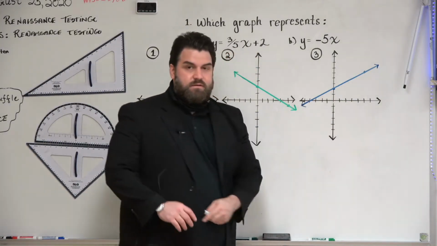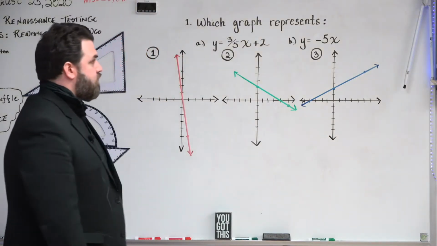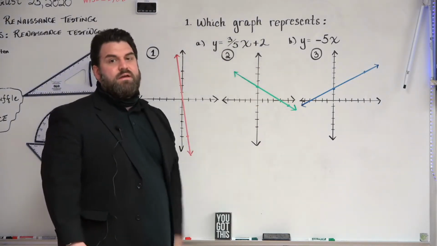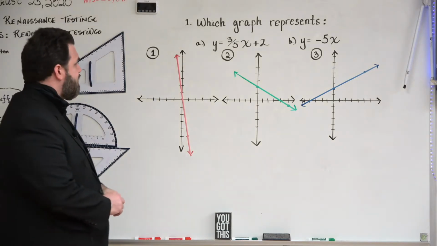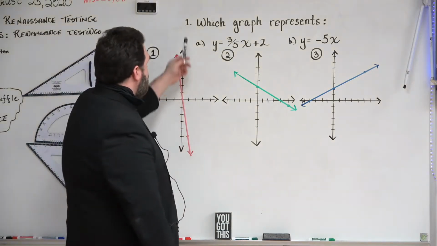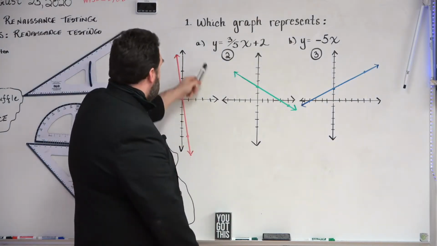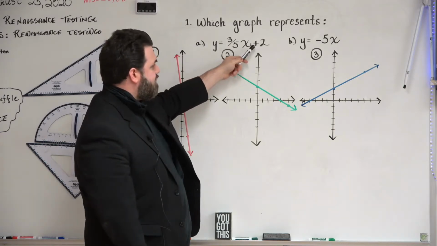Let's take a look at these two problems here. It's really one problem, but I've got it where you're going to identify two different graphs. Okay, so let's take a look at the first one. Which graph represents y equals 3/5 x plus 2?